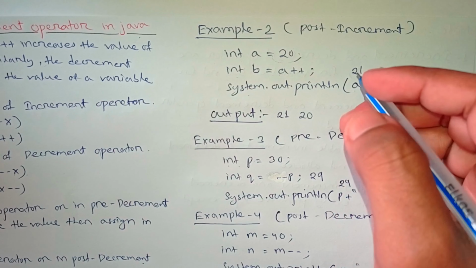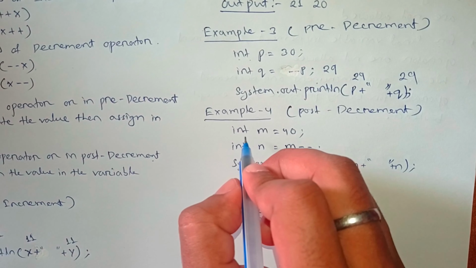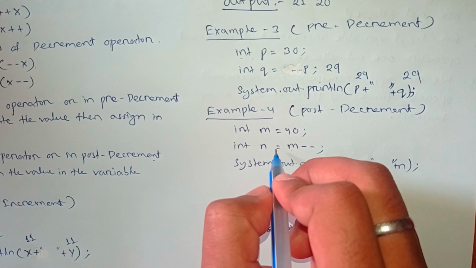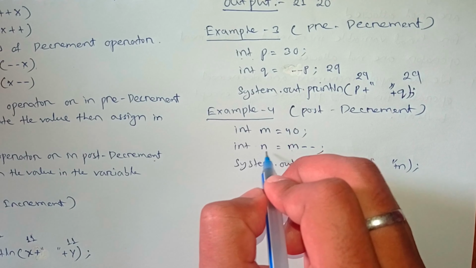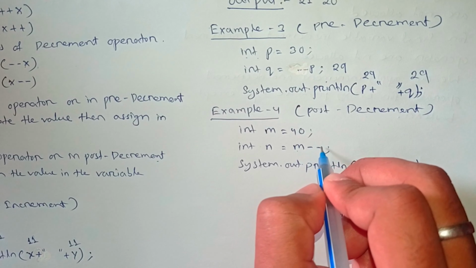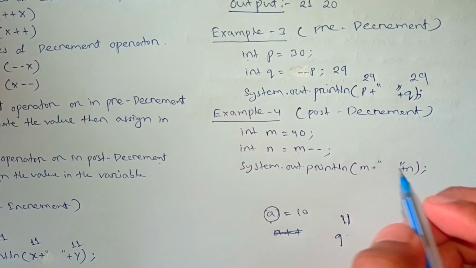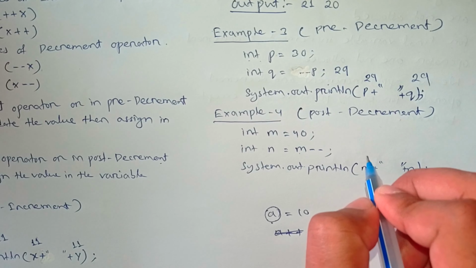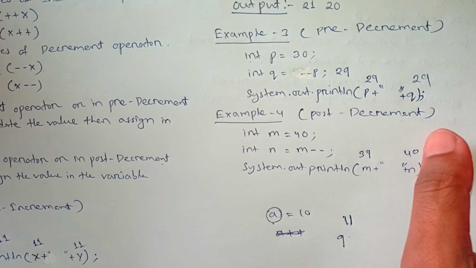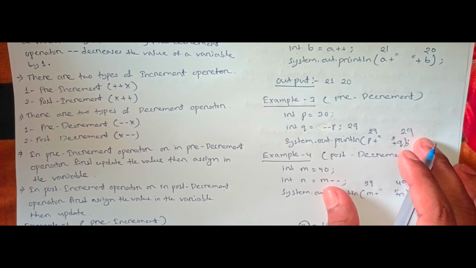Like that, the post-decrement operator. int m equal to 40, int n equal to m minus minus. First we assign the value of m to n, that means n is 40. Then m minus minus, that means 40 minus 1, that is 39. If I print m and n, then m is 39 and n is 40. Now let's check in our system what the output is.